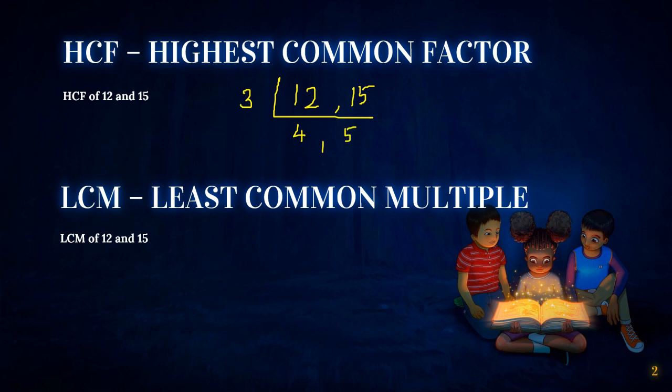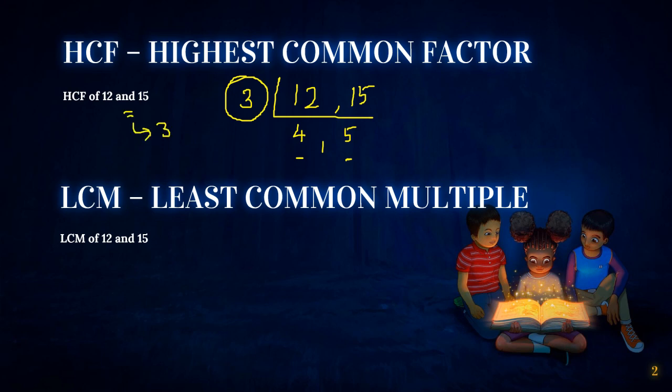Now here 4 and 5 are co-primes. They don't have any common factor other than 1. So I'll stop factorizing at this point. So the only common factor for 12 and 15 is just 3. So HCF of 12 and 15 is 3.